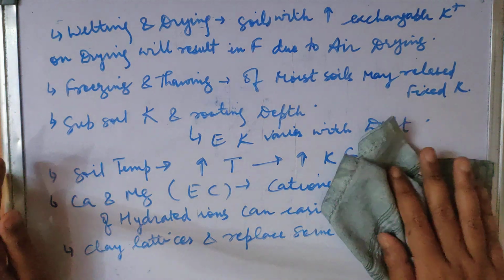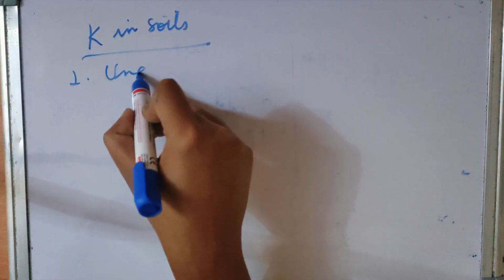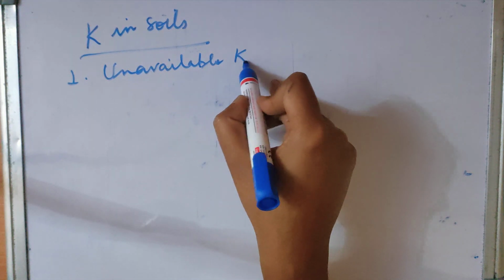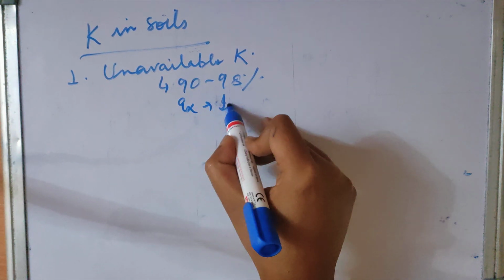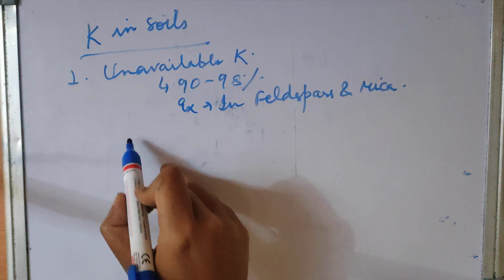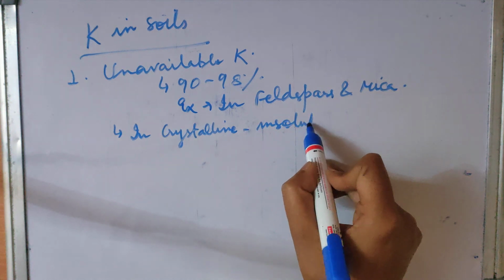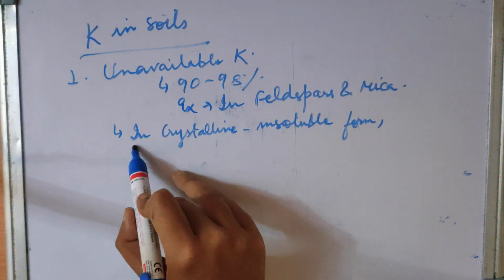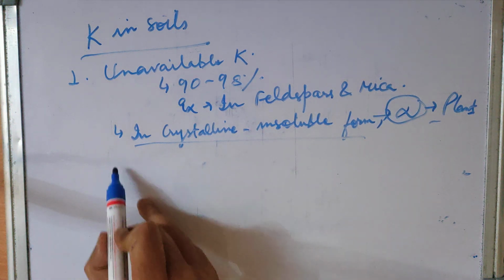Now moving on to the next topic, that is potassium in soils. There are three types of potassium in soil. First of all is unavailable potassium. 90 to 98% of potassium in soil is unavailable, for example in feldspar and mica, in crystalline insoluble form, hence it can't be used by plants. Plants are not able to use it.